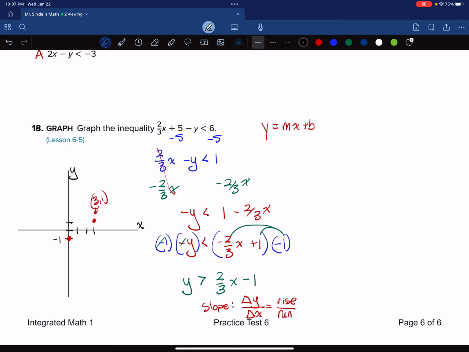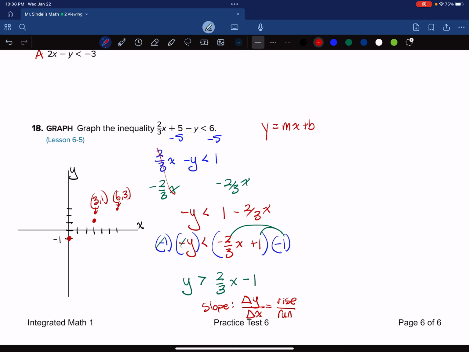I'm going to go right 1, 2, 3, and then up 1, 2. And then my new point is right here at, what is that going to be? (6, 4)? Yeah. (6, 3), sorry. (6, 3) is on the graph.